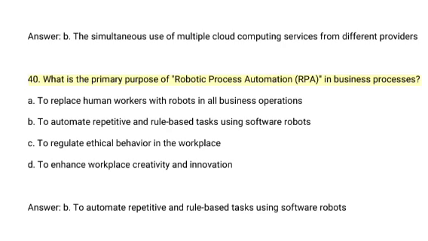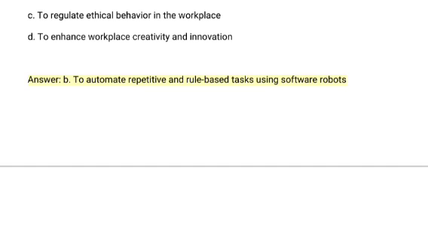40. What is the primary purpose of robotic process automation (RPA) in business processes? A. To replace human workers with robots in all business operations. B. To automate repetitive and rule-based tasks using software robots. C. To regulate ethical behavior in the workplace. D. To enhance workplace creativity and innovation. Answer. B. To automate repetitive and rule-based tasks using software robots.